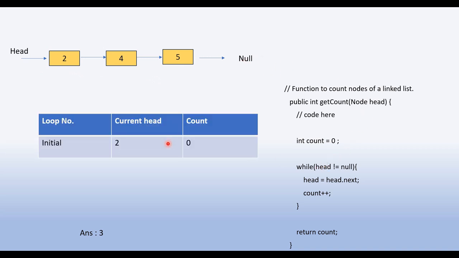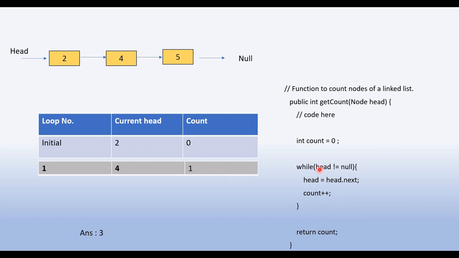So we are going to use a while loop, and initially the head is pointing to 2, and we are going to use a count variable which will be 0. So now when we enter into the first loop, the head will be pointed now to the next node of 2, which happens to be 4 in this step, and the count variable will be incremented by 1.